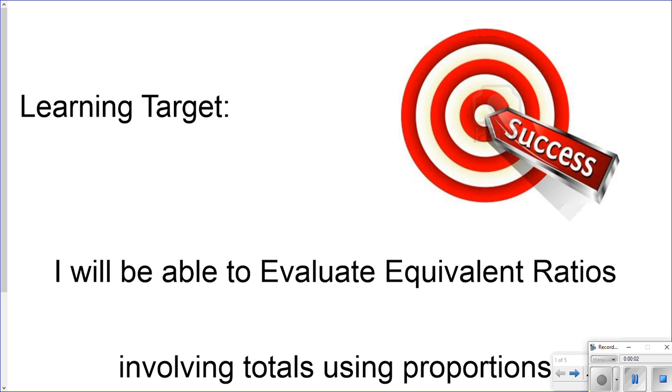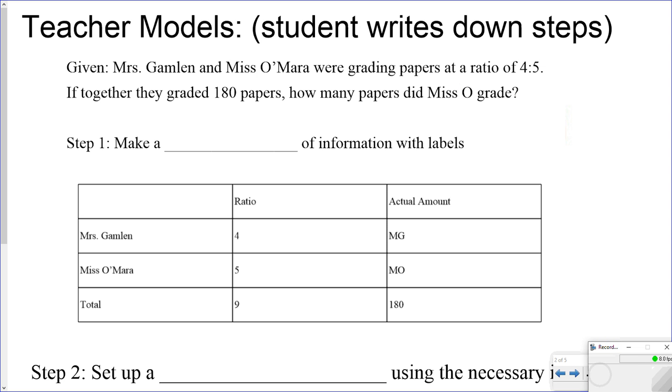Our learning target today: I will be able to evaluate equivalent ratios involving totals using proportions. Given the problem, Mrs. Gamlin and Miss O'Mara were grading papers at a ratio of 4 to 5. If they together graded 180 papers, how many papers did Miss O grade? Those are the key points that I need to pull from this problem.